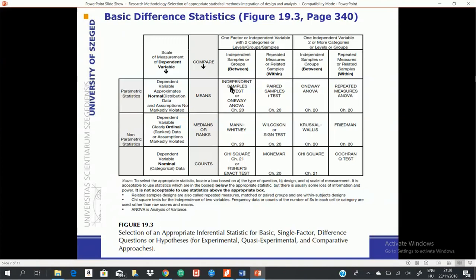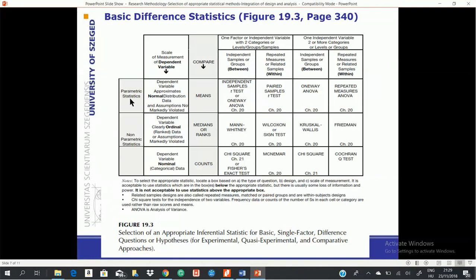No. Independent sample is the result of post-test 1 and post-test 2. But for the repeated measure or related sample, it means within group. Within group means you have one experimental design, doing pre-test and post-test, and the related sample is the post-test result and pre-test results. Okay, if you have independent sample, it's between the groups.